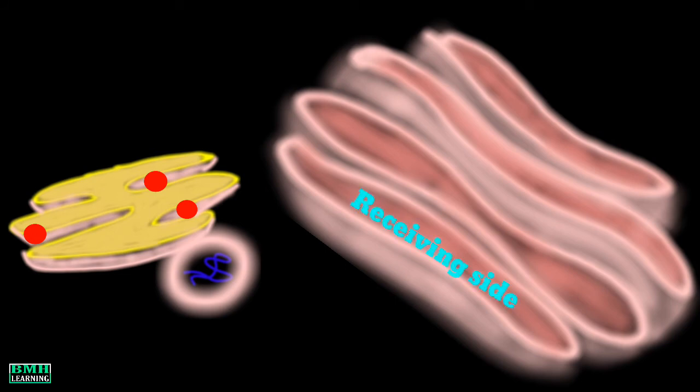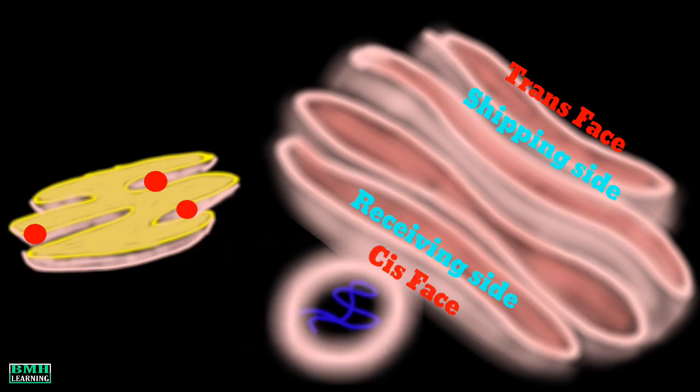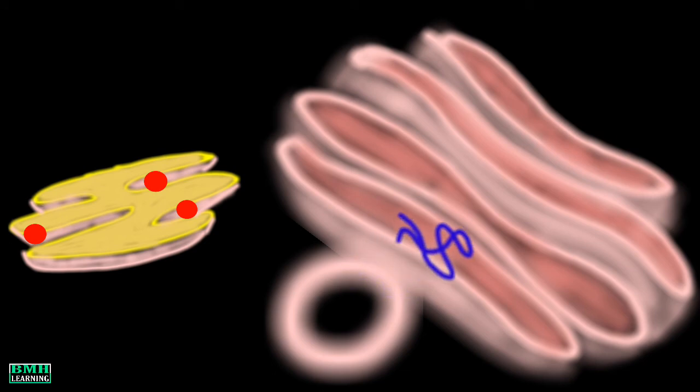The receiving side of the Golgi apparatus is called the cis phase. The opposite side or shipping side is called the trans phase. The transport vesicles that formed from the ER travel to the cis phase, fuse with it, and empty their contents into the lumen of the Golgi apparatus.